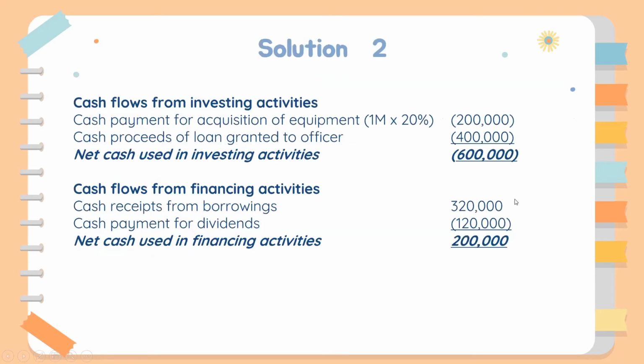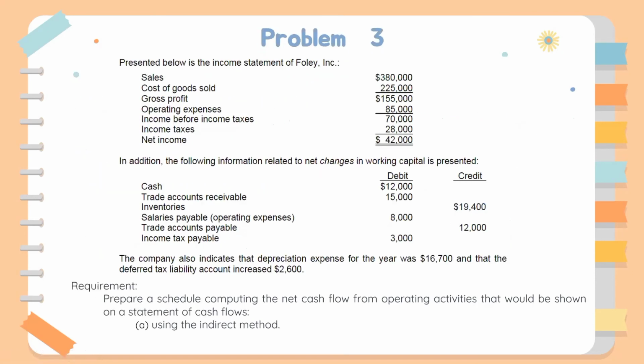Yeah. So next problem, Mr. Ronaldo. Problem number 3. Presented below is the income statement of Foley Incorporation. Sales $380,000. Cost of goods sold $225,000. Gross profit is equals to $155,000. Operating expenses $85,000. Income before income taxes $70,000. Income taxes $28,000. So a total of net income of $42,000.